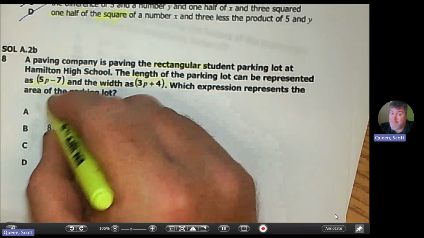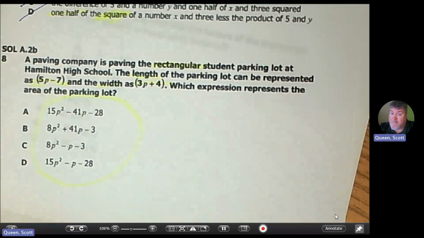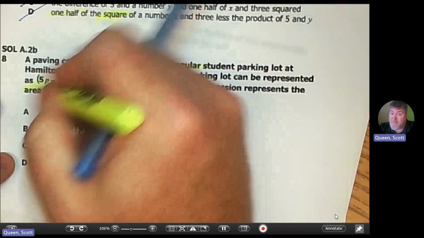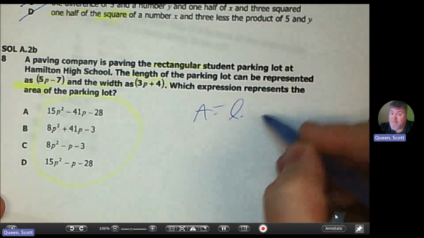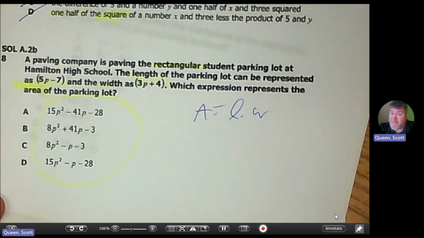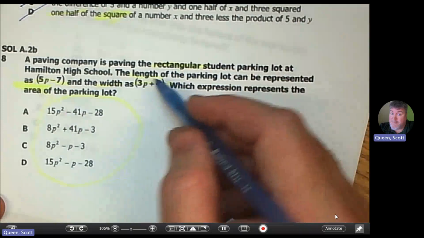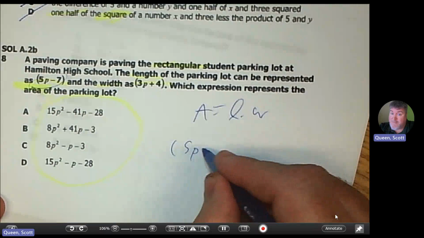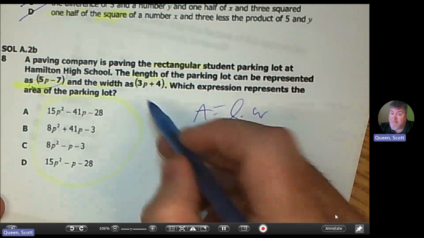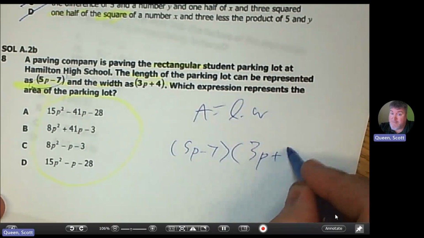Look at our answers. Do you see an actual number that we found, or do we see some expressions? Let's start matching some stuff up. I forgot to highlight the word area. We're right back to something we've seen recently: A equals L times W. Do we have a value for area? We do not. But we do have a length and a width. So here it is. Bring it down. My length is 5p minus 7, and my width is 3p plus 4.